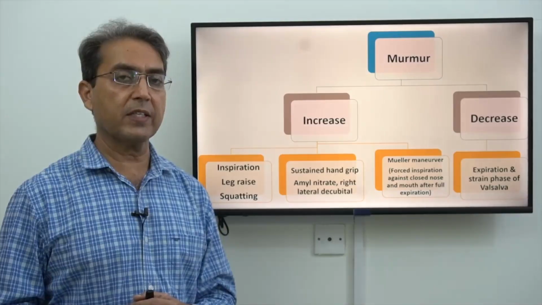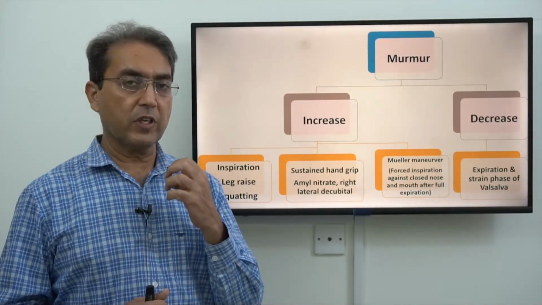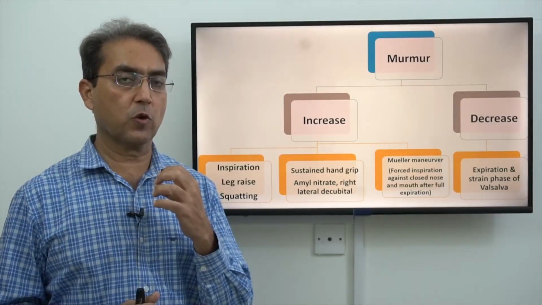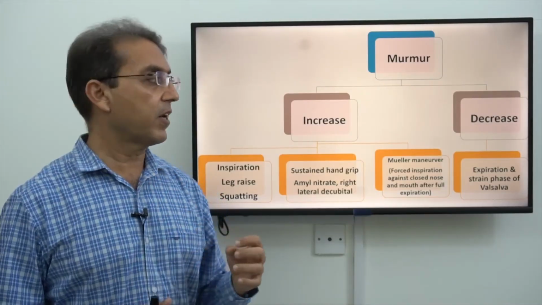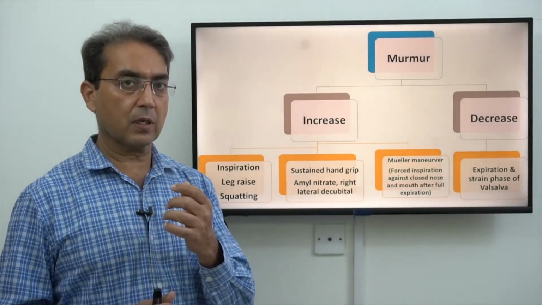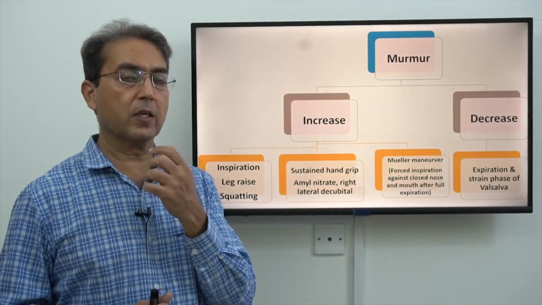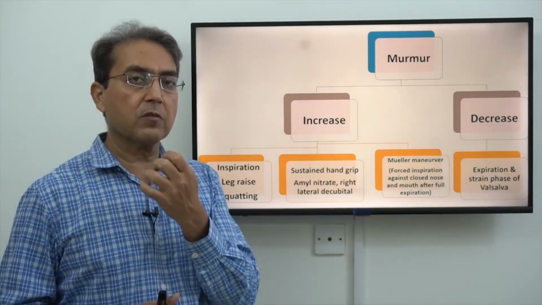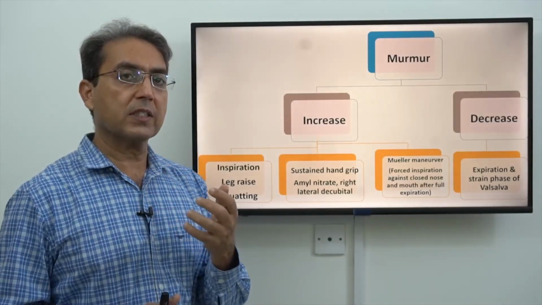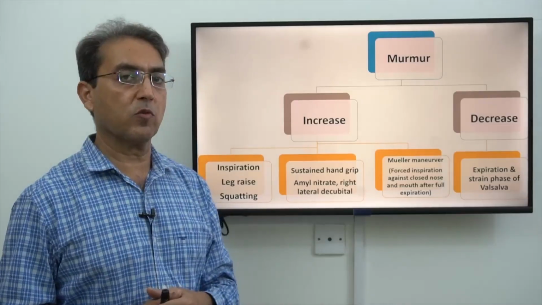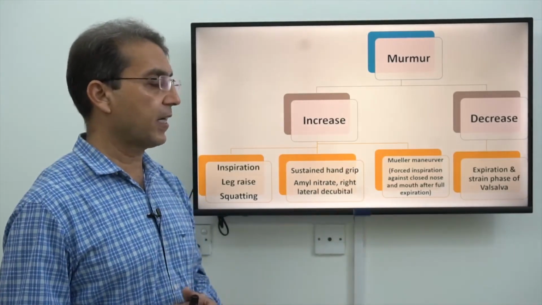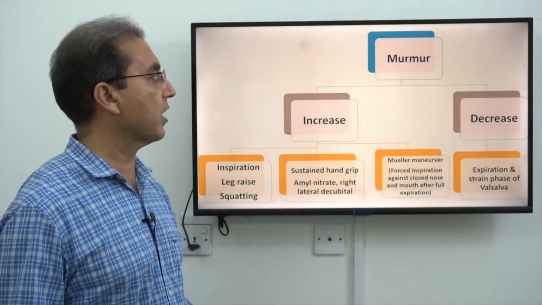What we do in Valsalva is that we exhale against a closed glottis. We use forced exhalation against a closed glottis. While in Muller's maneuver, we ask the patient to close both the mouth and the nose, and we ask the patient to inspire against a closed nose and a closed mouth. So this is exactly opposite of Valsalva maneuver. In Muller's maneuver, the murmur increases, while it decreases in expiration and the straining phase of Valsalva.